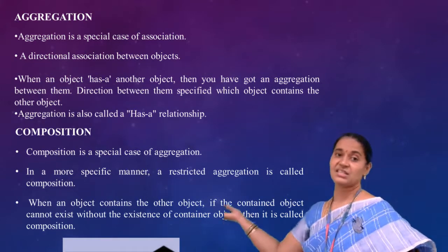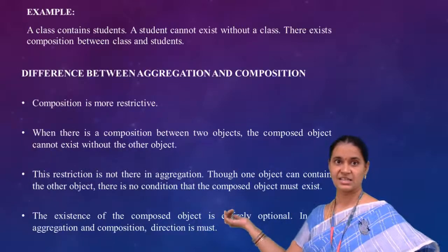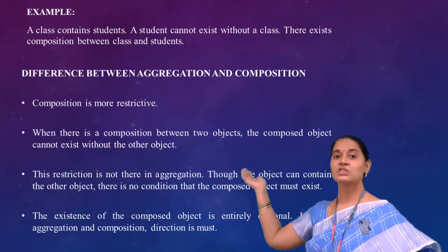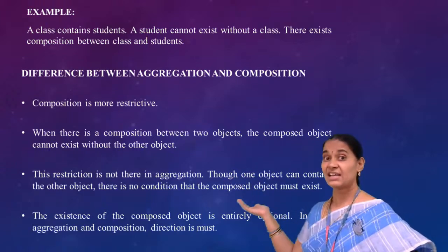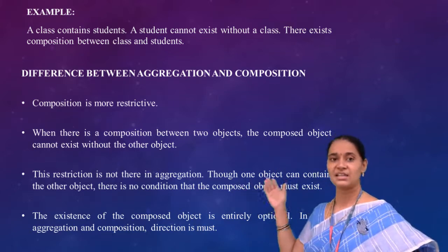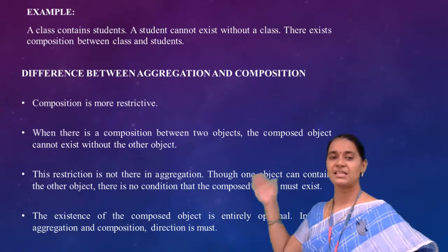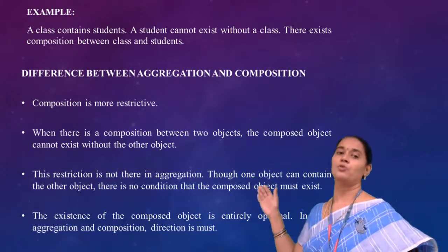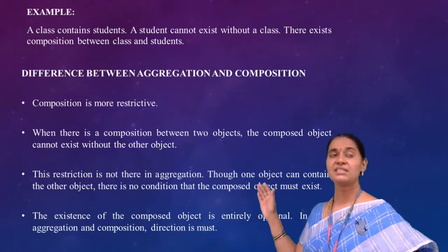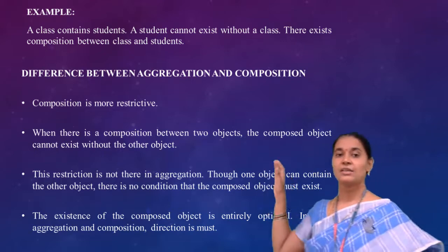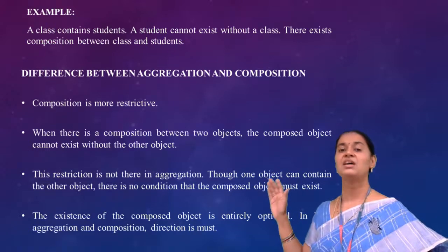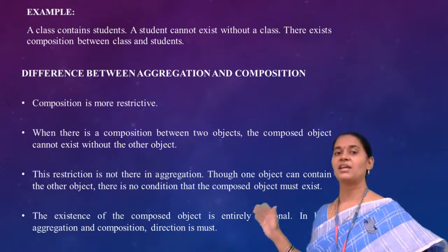Now for that, let us consider an example. A class contains students. Consider a class with a number of students. Here, a student cannot exist without a class. That is, the student is restricted, he cannot exist without a class. That is the additional restriction that is placed. This restriction is called composition. So composition here is more restrictive than aggregation. So what is the difference between aggregation and composition? The composition is very restrictive. That is, the student cannot exist without a class. A student does not exist without a class.